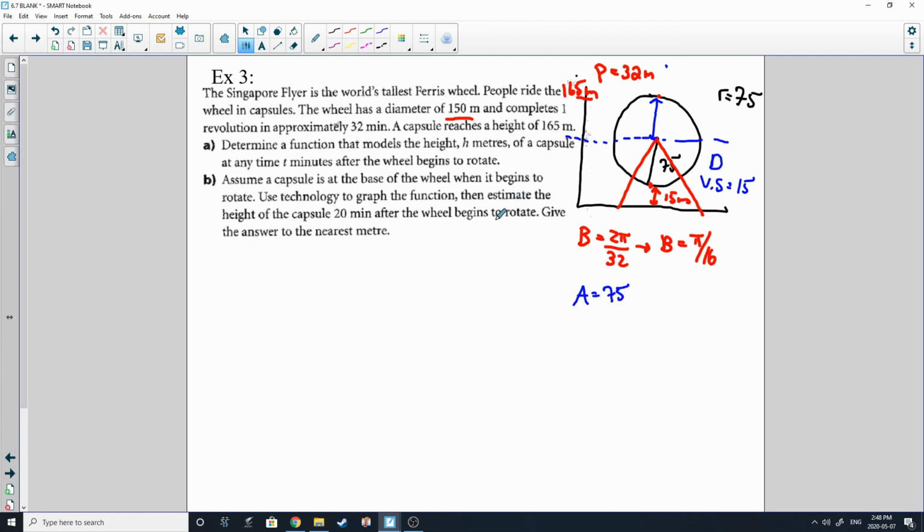All right. So I think I basically have almost everything. Now for part A, it says determine a function that models the height, h meters, of a capsule at any time t. If they tell you what variables to use, you have to use those variables unless you want to lose some marks.